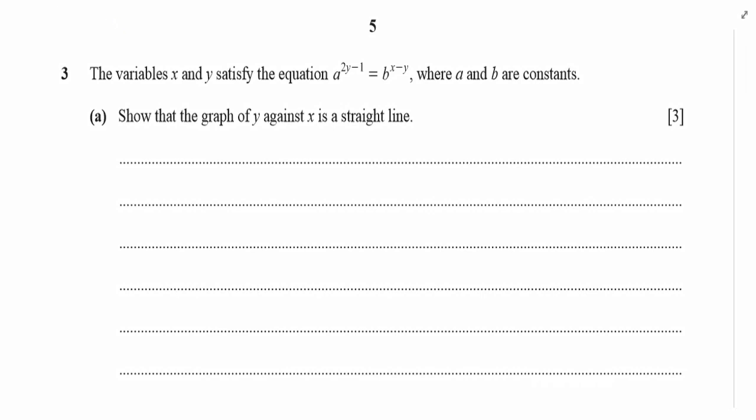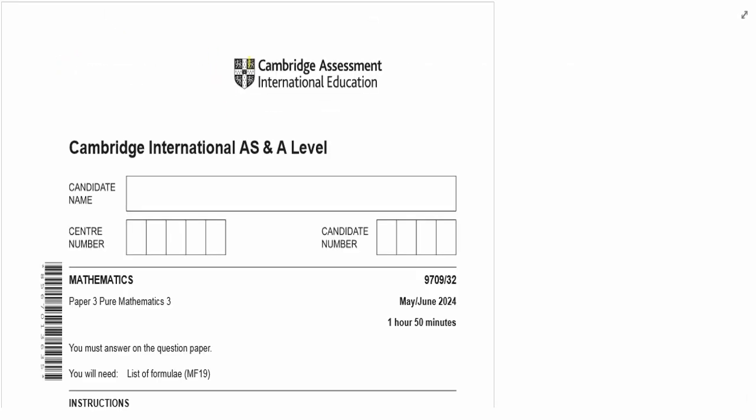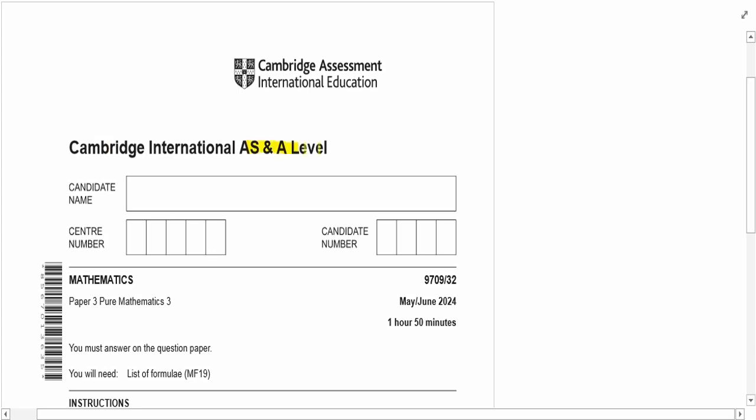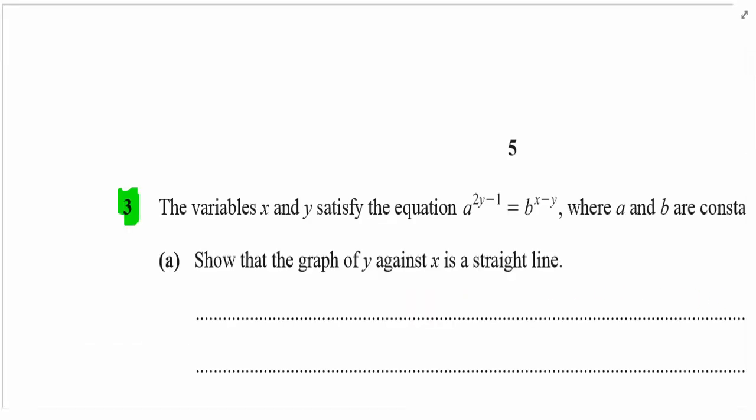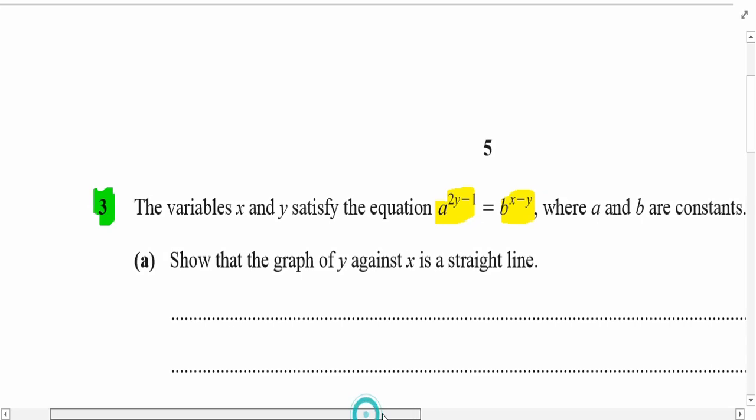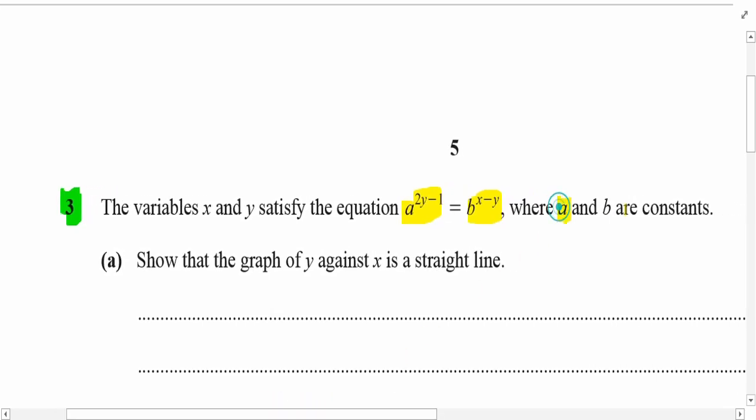Today we are going to do question 3 of A levels math 9709 variant 32 May June 2024. In this question we are given an equation a to the power of 2y minus 1 is equal to b to the power of x minus y, where a and b are constants. We have to show that the graph of y against x is a straight line.